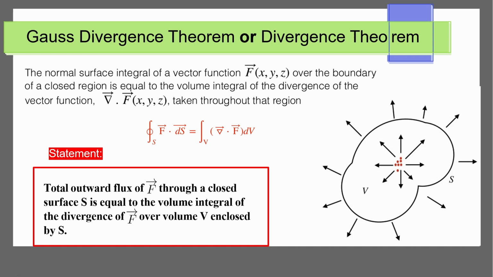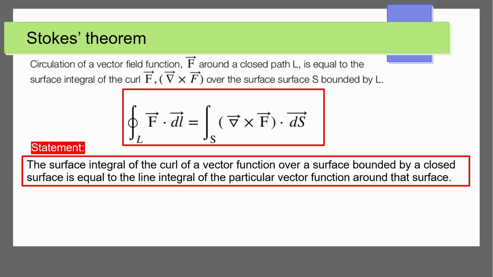What this means is that the total outflow of the field through the surface equals the spread of the field within the volume. So now Stokes' theorem. Stokes' theorem relates the circulation of a vector field around a closed loop to the curl of the field over the surface bounded by the loop. So what it basically states is that the surface integral of the curl of a vector function over a surface bounded by a closed loop is equal to the line integral of that vector function around the loop.